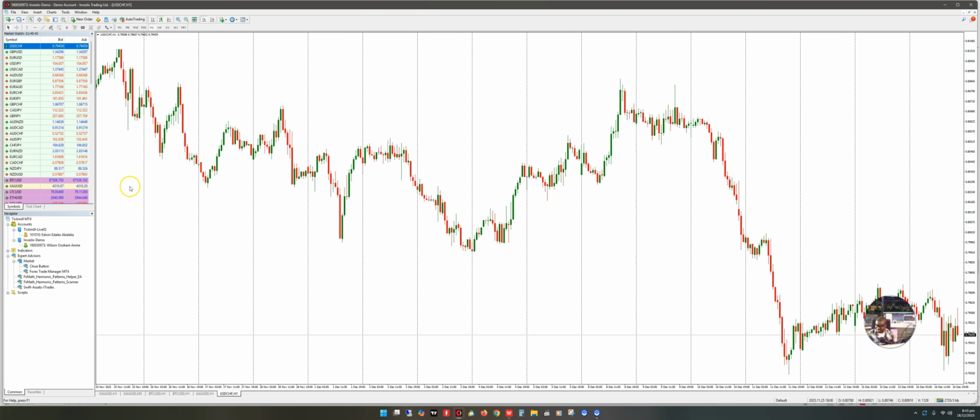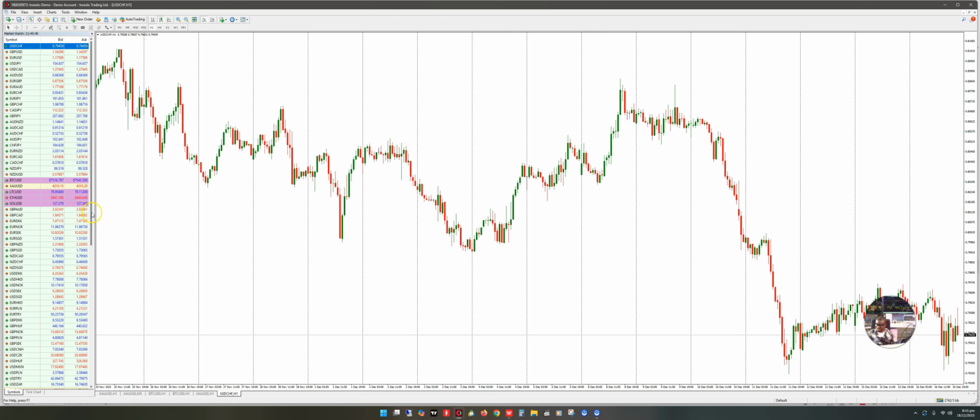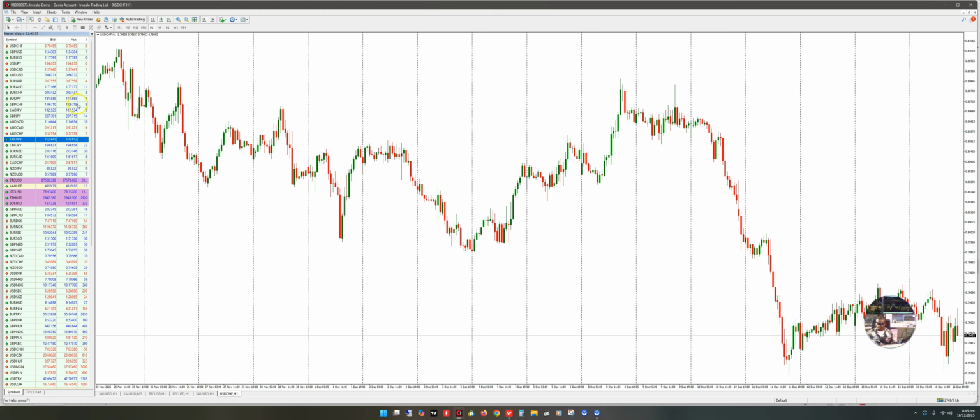So for you to identify the spread for each pair, just come to your market watch, right click on the market watch and click on spread. You're able to see the spread for each of the pairs. So usually I recommend trading the major pairs: EUR USD, USD JPY, USD CHF.